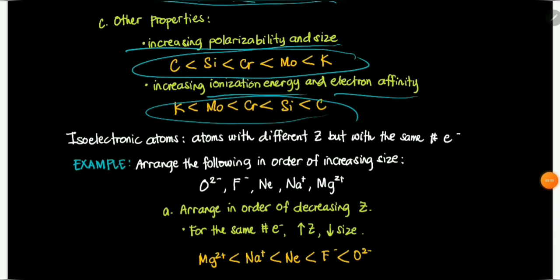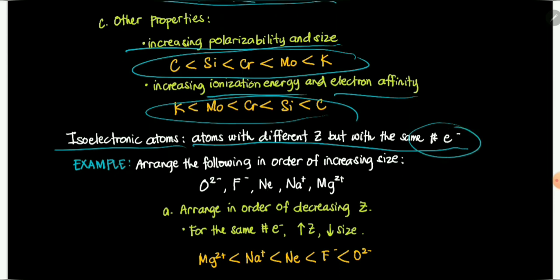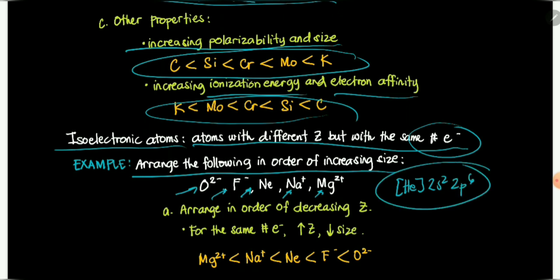Okay? So, now let's discuss isoelectronic atoms. So, again, isoelectronic atoms are atoms with different Z, magkaiba sila ng atomic number, pero magkapareho sila ng number of electrons. Okay? So, in this example, arrange the following in order of increasing size. So, we have the oxide, O2 minus, we have the fluoride, neon, sodium plus, and magnesium 2 plus. So, pare-pareho lang sila ng electron configuration. Okay? Helium, 2s2, 2p6. Pare-pareho sila ng number of electrons. Ang pinagkaiba ng nila ay yung kanilang nuclear charge or yung kanilang atomic number.